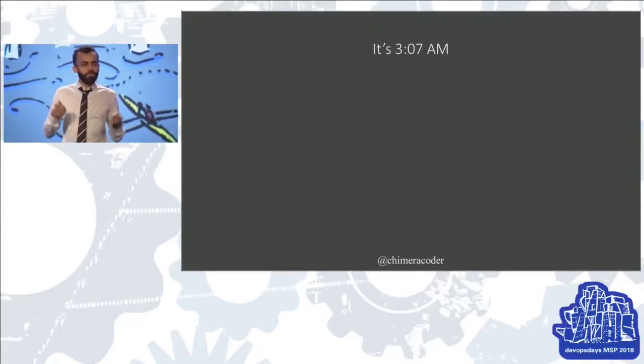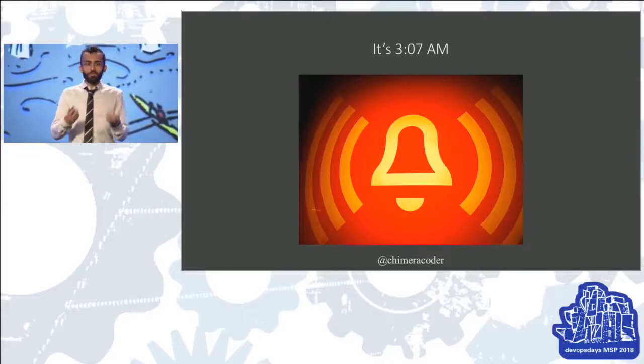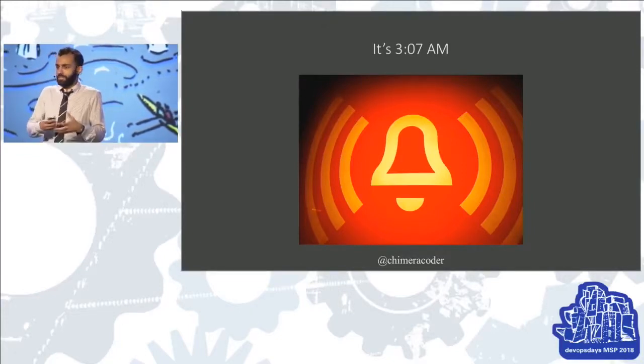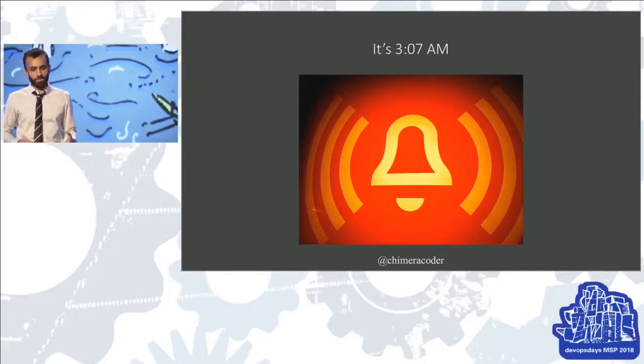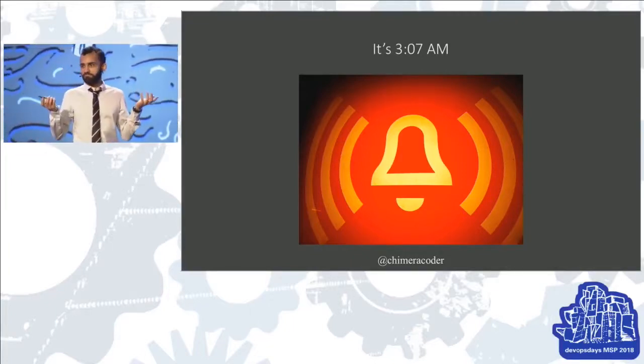So I'll tell a story that may be familiar to some of you. It's 3:07 in the morning and you're happily asleep dreaming, and suddenly your pager goes off. Now you want to get back to sleep as soon as possible, but obviously you have to fix the problem. So you need to figure out what's actually going wrong. So what's the first thing that you do? Any ideas?